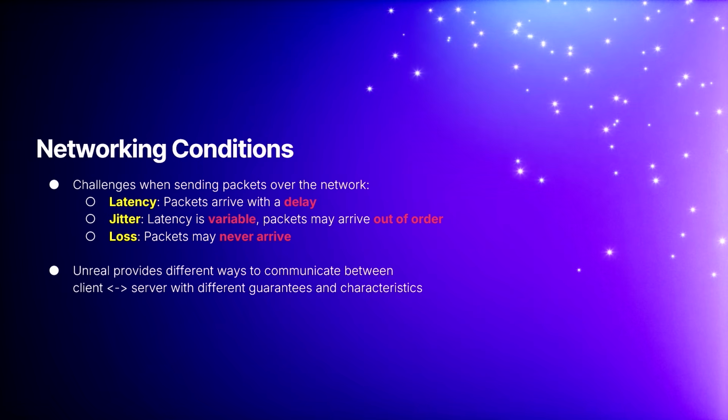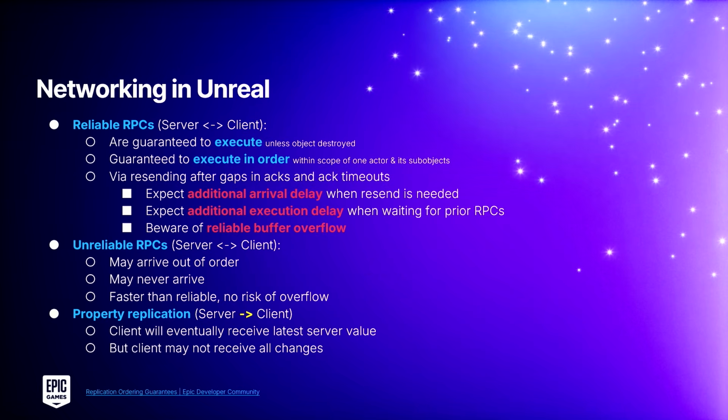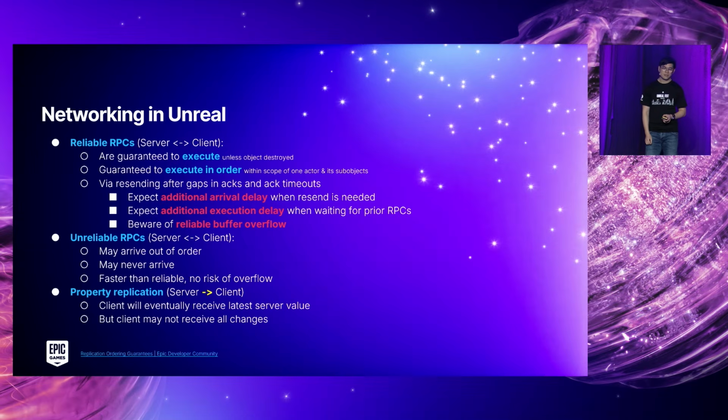Unreal provides multiple ways to communicate between the client and server, and each comes with its own characteristics. What Unreal provides is reliable RPCs, unreliable RPCs, and property replication. Now, RPC, remote procedure call, refers to calling a function on one end, for example the client, but that function executing on the server. The nice thing about reliable RPCs is that when you call them, Unreal guarantees that they will execute on the other end, as long as the object is still alive.